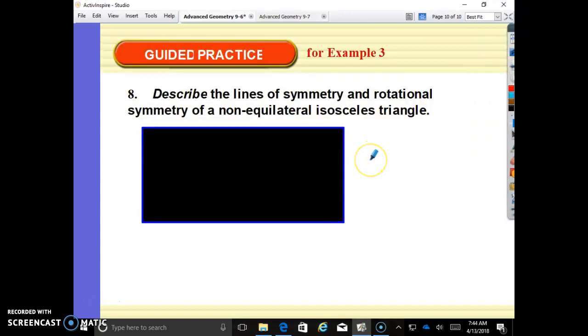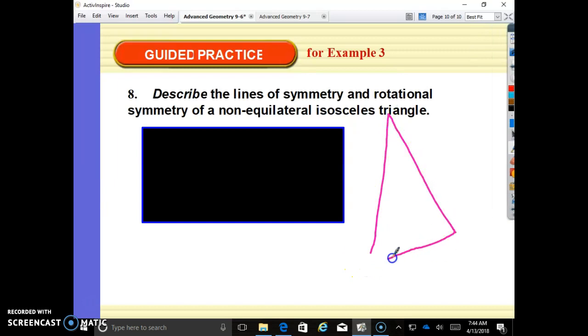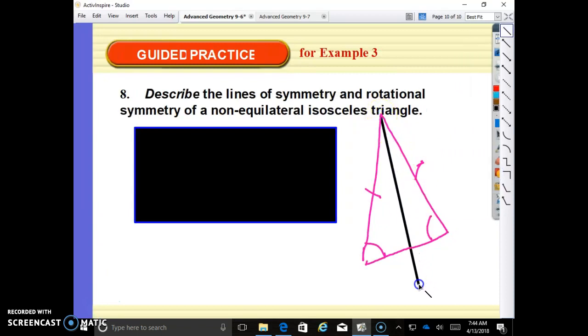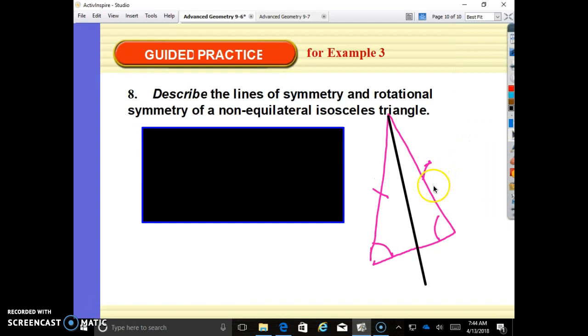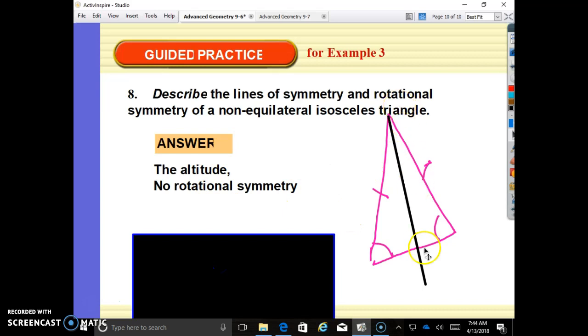Describe the lines of symmetry and rotational symmetry of a non-equilateral isosceles triangle. These two angles are equal. These two sides are equal. Lines of symmetry. How many? Just one, right? How much rotational symmetry? Of a non-equilateral isosceles triangle, what's the rotational symmetry? None. Your altitude is your line of symmetry, your height, and it has no rotational symmetry.